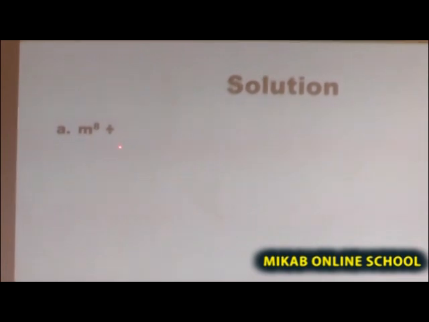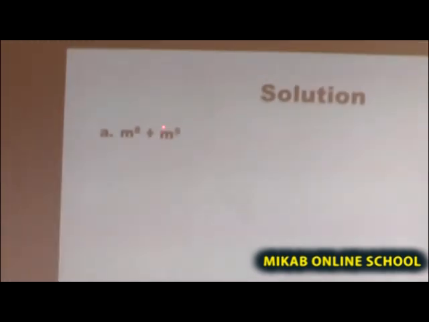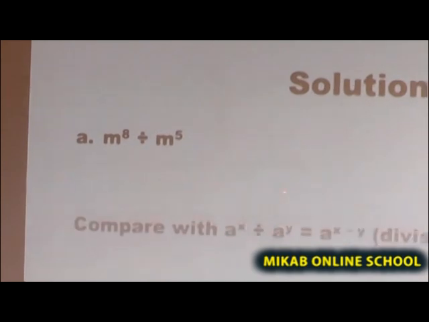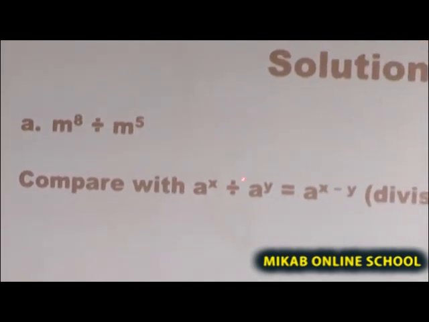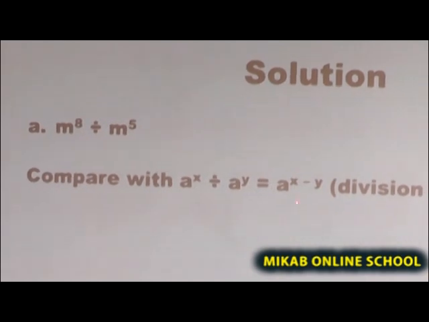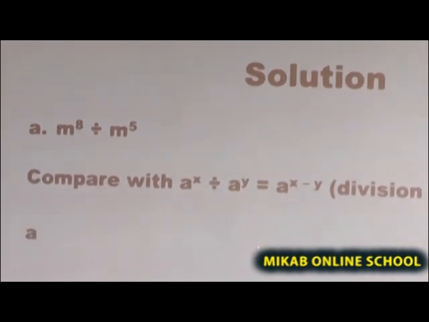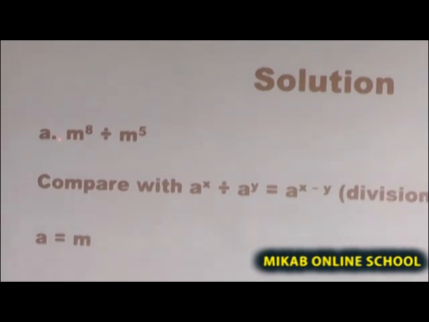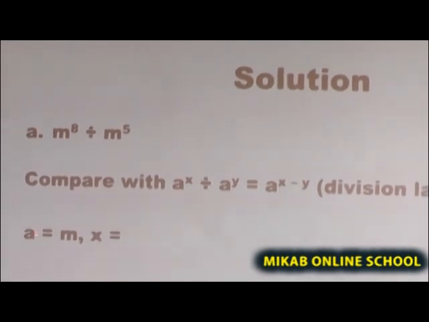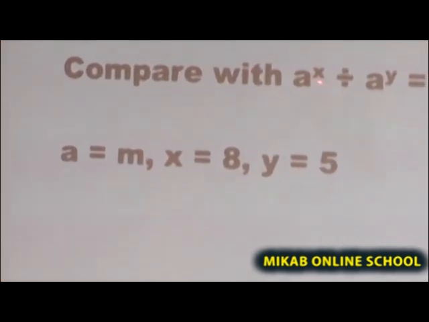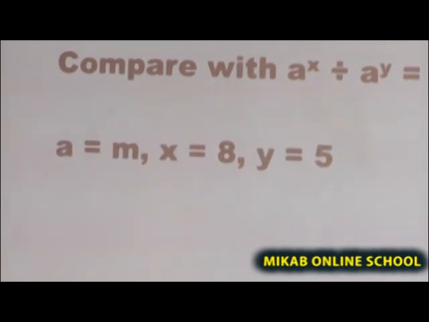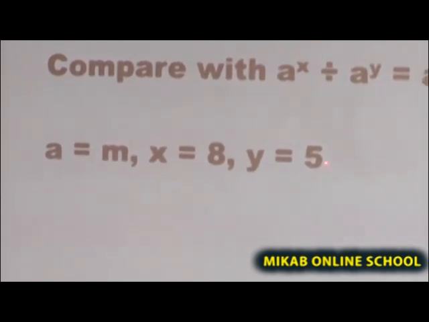We shall look at the solution of that first question, where we have m raised to the power of 8 divided by m raised to the power of 5. And if you compare that with the division law, where we have a raised to the power of x divided by a raised to the power of y equals a raised to the power of x minus y, now, if you compare this to this, our m is equal to the a, our x is equivalent to this 8, and our y is equivalent to 5.